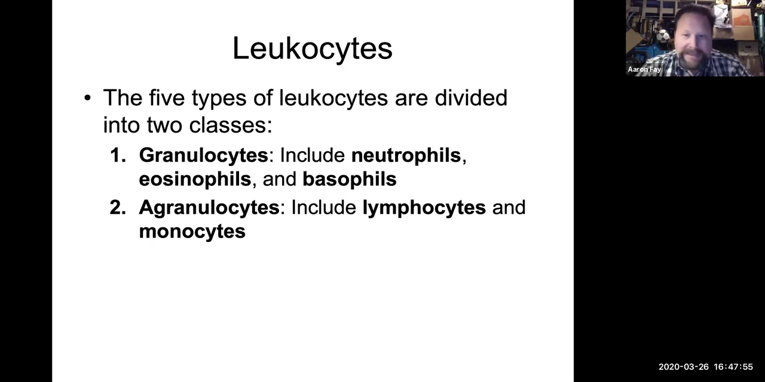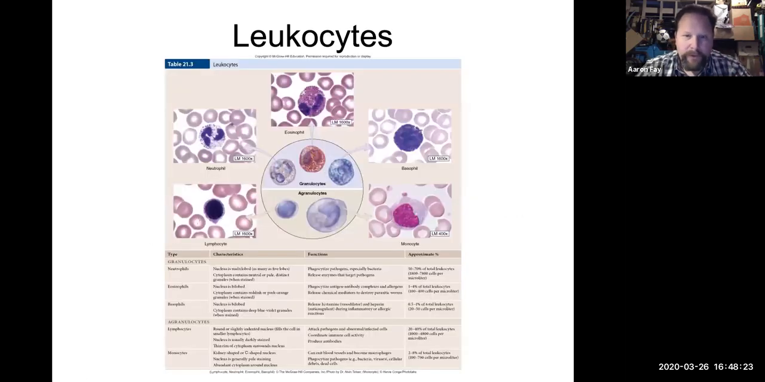Agranulocytes include lymphocytes and monocytes. Be careful. Do not confuse lymphocytes with leukocytes. All lymphocytes are leukocytes. Not all leukocytes are lymphocytes. Lymphocyte is a subclass of leukocyte. The words sound kind of similar, and people tend to get a little bit confused by that, so don't fall into that trap. Okay, so lots of good information on the slide.